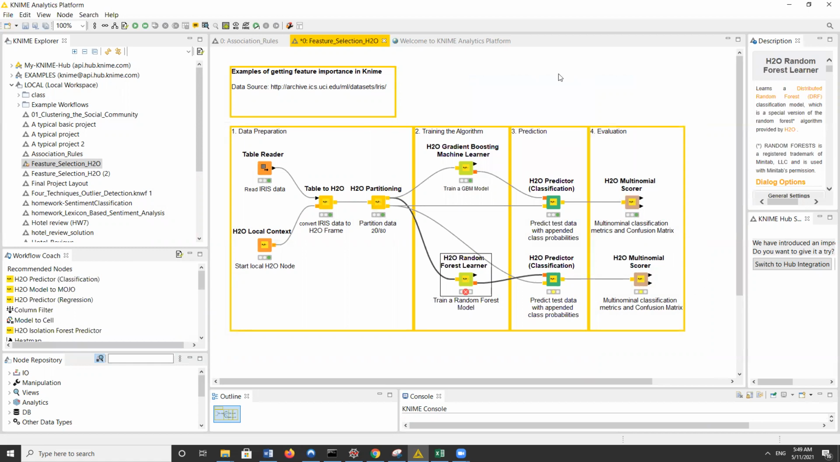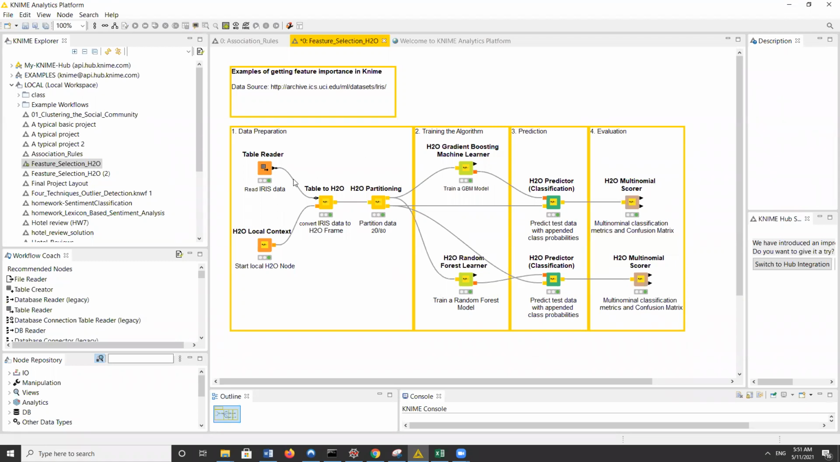Okay, let's see what happened. Okay, so in H2O, I should rerun the workflow from scratch. Otherwise, if I change something in the middle, sometimes it doesn't let me do that. So let me go to the table reader.